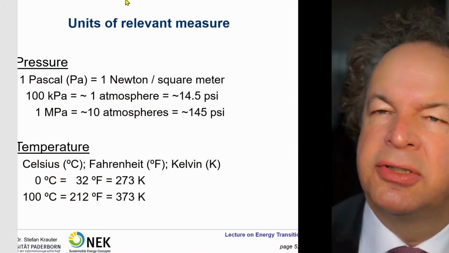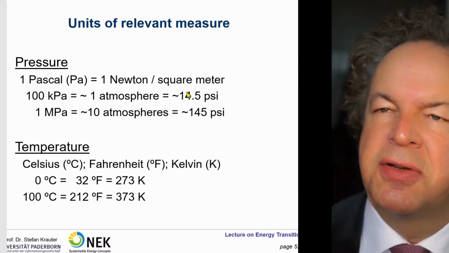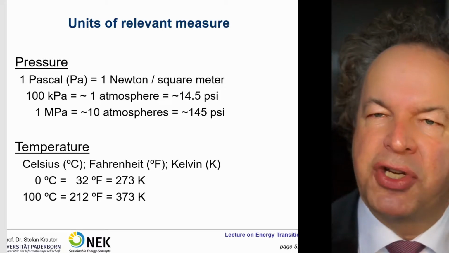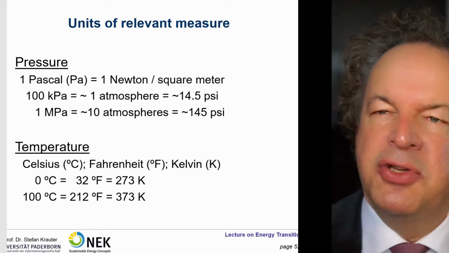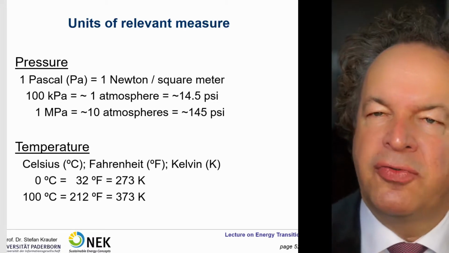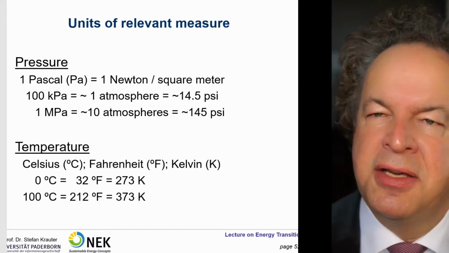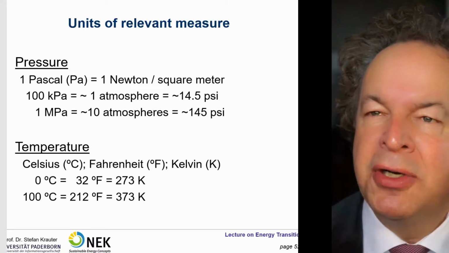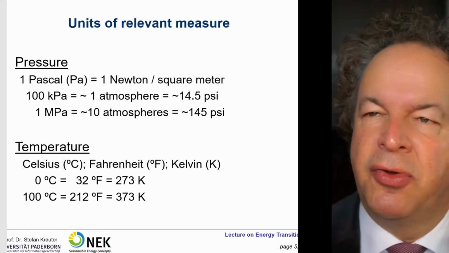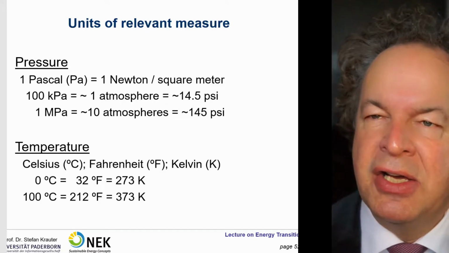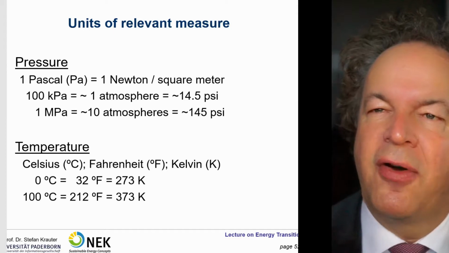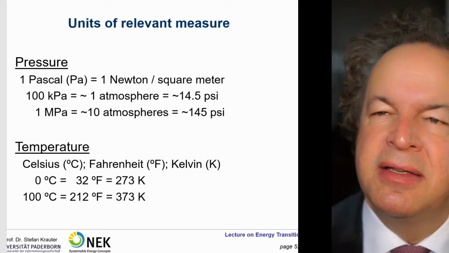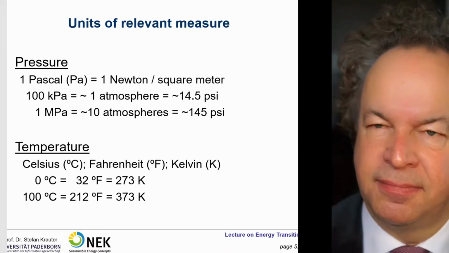If we talk about geothermal energy, it's quite important that we discuss some relevant units. We have pressure. The official unit is the Pascal, which is Newton per square meter. Often you find the unit 100 kilopascal, which is equivalent to 1 atmosphere, a unit which was formerly used, or 1 bar. Often in North America you use the unit PSI, so 100 kilopascal is equivalent to 14.5 PSI, or 1 megapascal is about 10 atmospheres. This is 145 PSI.